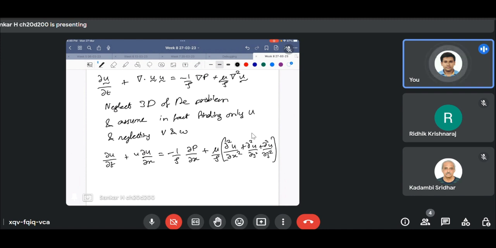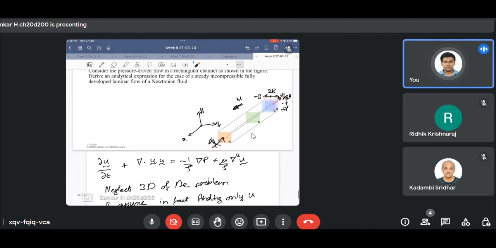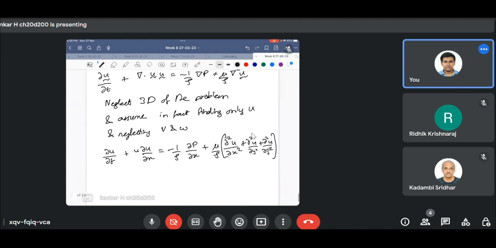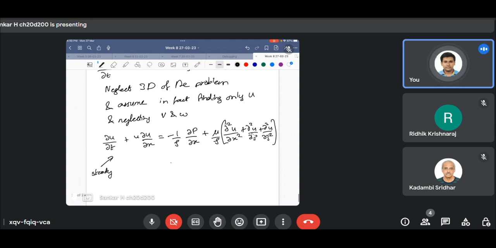A few more assumptions have already been given over here, where we can assume a steady state problem and an incompressible fully developed laminar flow. So we can neglect this term due to the fact that it is a steady state problem. We can also neglect the variation of u in the x direction and only consider the variation of u in the y and z direction, since this is a fully developed flow problem.